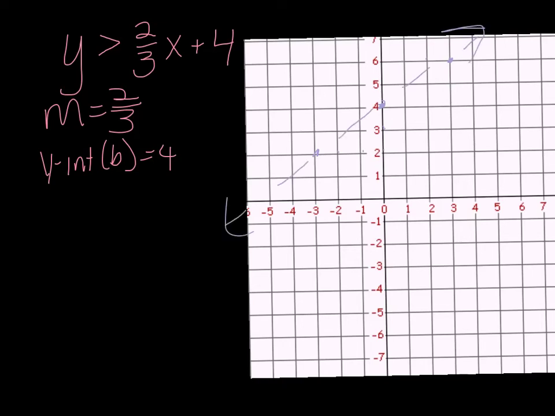Now I need to know which side I shade. My line does not go through 0, 0, so I'm going to pick 0, 0 to plug in. Now if your line goes through 0, 0, just real fast, I can't pick it. Just pick another point that's not on the line. So I could pick 1, 1. I could pick 0, 1. Okay, you're just going to plug those numbers in, but always pick 0, 0 if the line doesn't go through there.